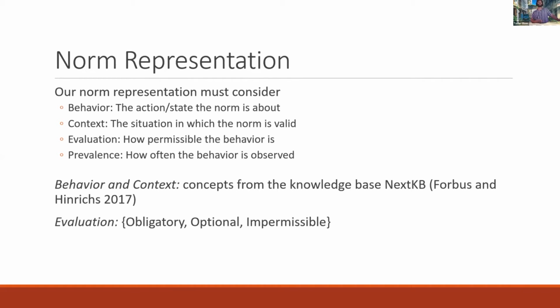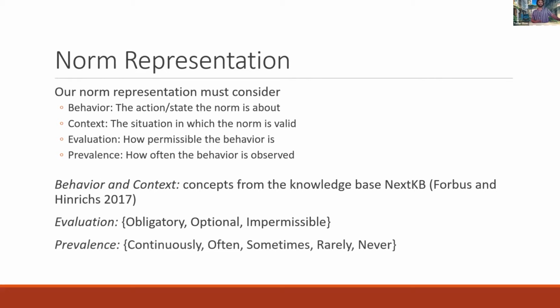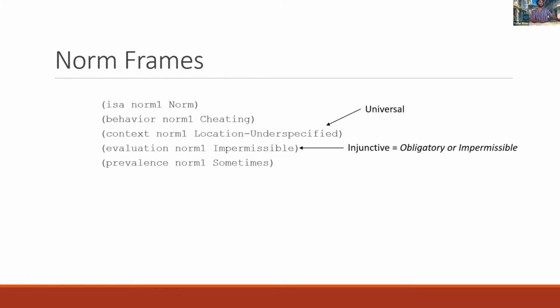Evaluation is taken from one of the deontic qualitative values from the traditional threefold classification. And we also consider the second order operators of permissible, which is obligatory or optional, and omissible. You'll see an example here soon. And then prevalence is one of the qualitative values from this 5-valued qualitative scale, from always or continuously to never. And we represent norms in this knowledge frame-based structure.